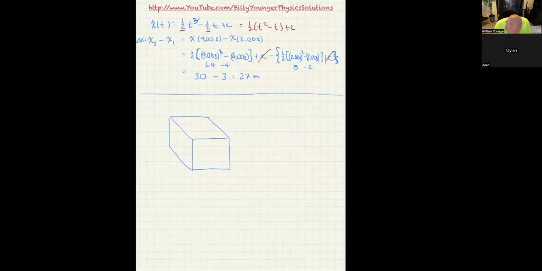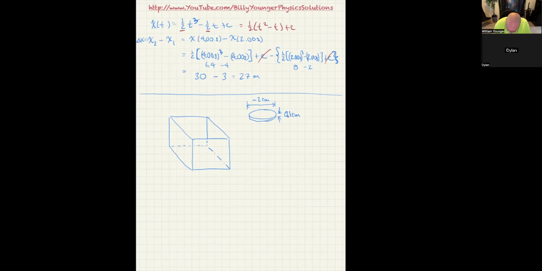So what I've drawn here is supposed to be a 1 foot by 1 foot by 1 foot box. And what I'm imagining is a penny that has a diameter of approximately 2 centimeters and a thickness of about 0.1 centimeters.